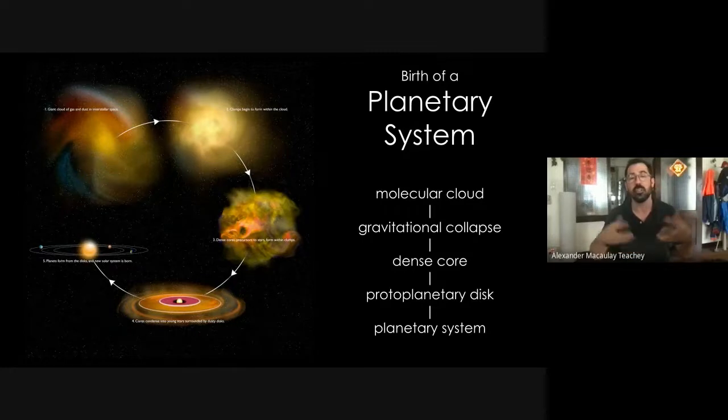High enough pressures, high enough temperatures that hydrogen fusion starts. And then you have the birth of a star. But that's not the end of the story, because you have the star sitting at the middle, and now you have a disk of material. This material has flattened into a disk of gas and dust, and this disk is eventually what gives rise to the planets. And so we're left at the end with a nice ordered planetary system.